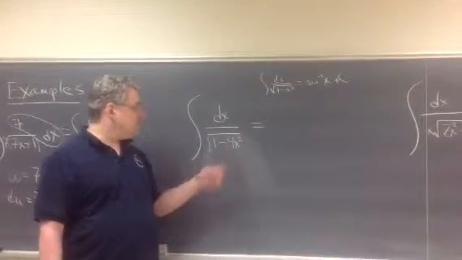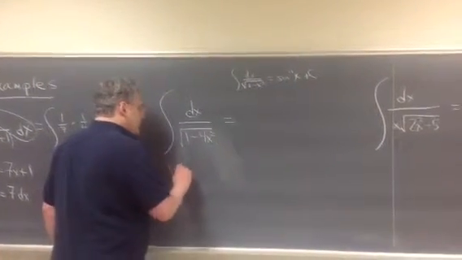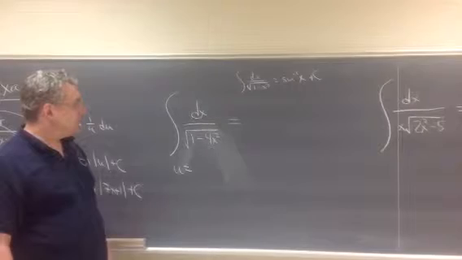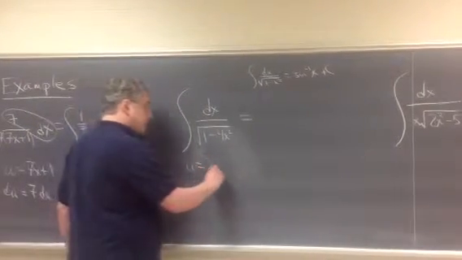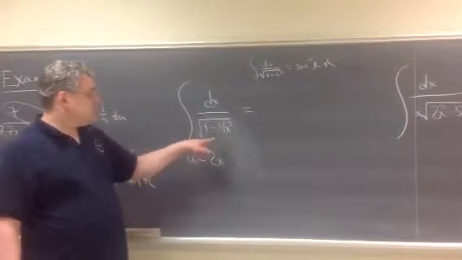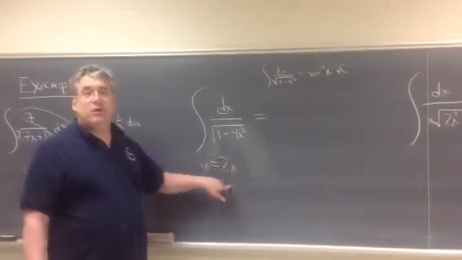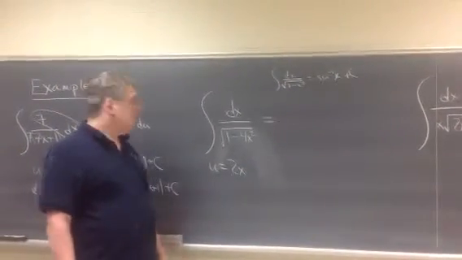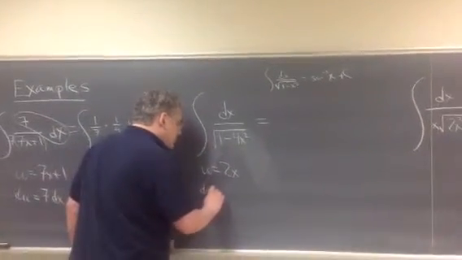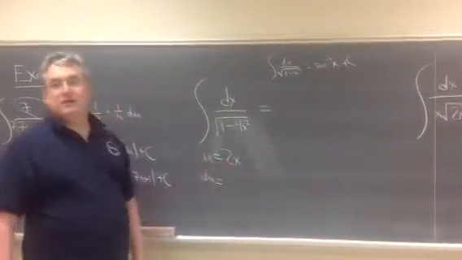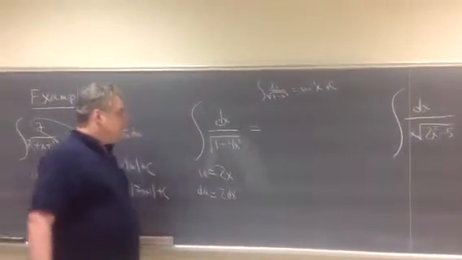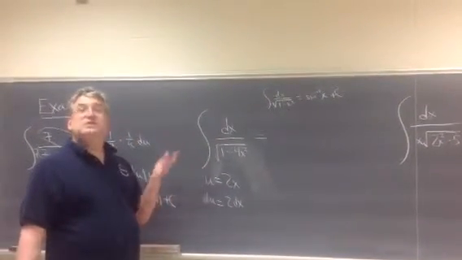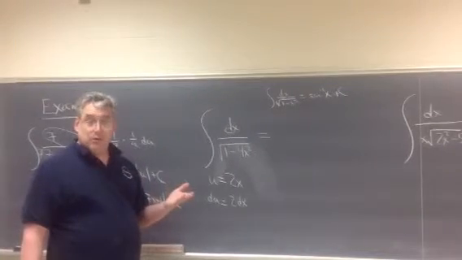How do you change that into u squared? Well, what do you let u be? 2x. Why? Because what's u squared? 2x times 2x is 4x squared. So what do we get? Du is the derivative of that, 2 dx. Now if I do that, do I have my 2 dx? The answer is no, I don't. I need 2.